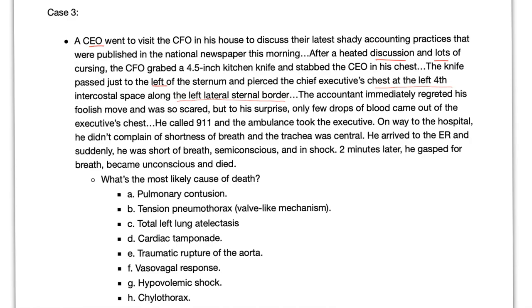The accountant immediately regrets his foolish move, too late, and was so scared. But to his surprise, only a few drops of blood came out of the executive's chest. He called 911. The ambulance took the executive. On the way to the hospital, he didn't complain of shortness of breath, and the trachea was central. He arrived at the ER, and suddenly he was short of breath, semi-conscious, in shock. Two minutes later, he gasped for air, became unconscious, and died. What's the most likely cause of death?